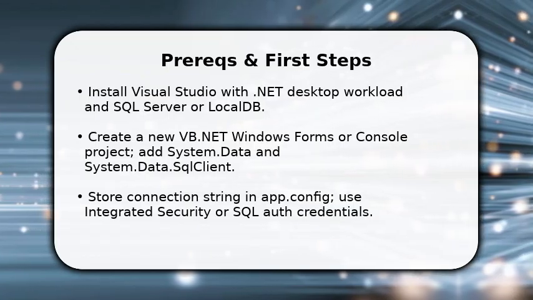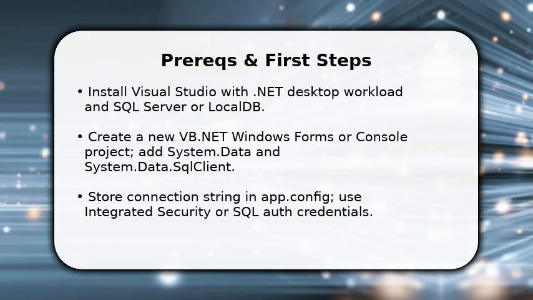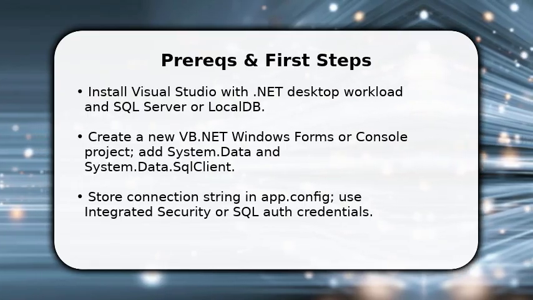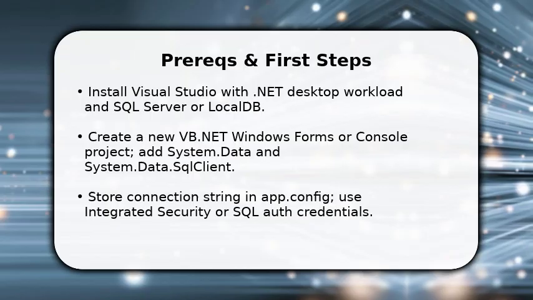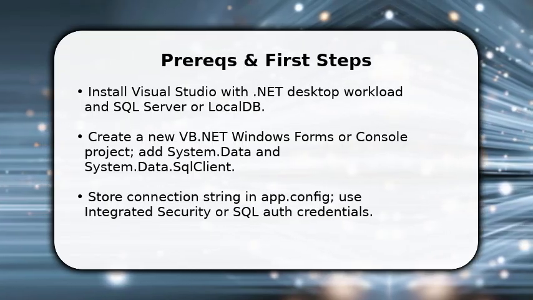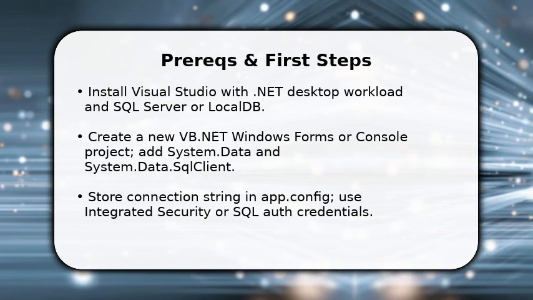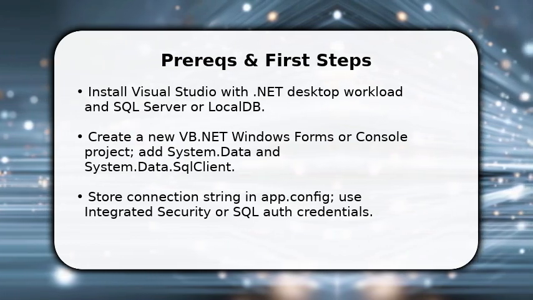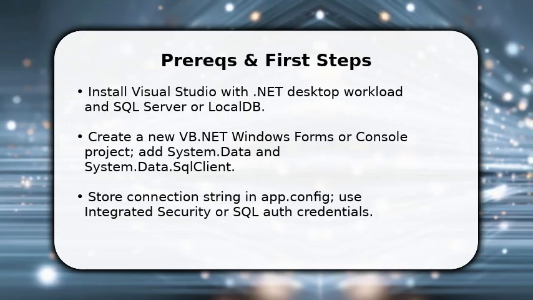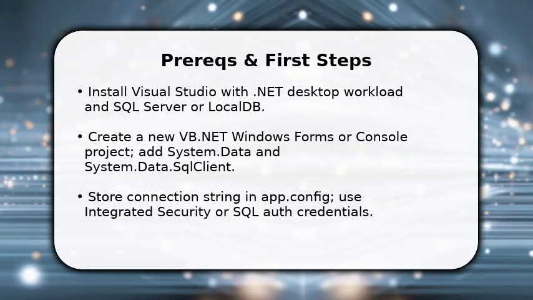Next, create a connection string in app.config and choose integrated security or a SQL username and password. This secures credentials and makes edits easier. Finally, prepare a simple SQL Server or LocalDB instance, and note the server name, database name, and authentication method so you can connect right away.